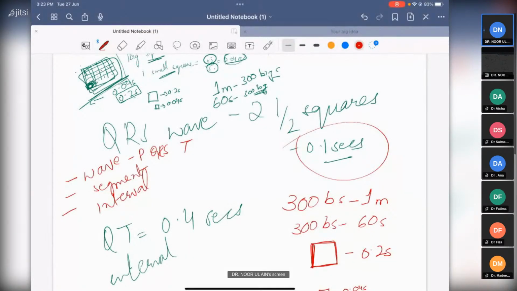What are your segments? You have two segments on the ECG. PR segment and what? Which segment is it? And ST segment, right? Super, exactly. What is an interval? When you take a part of a wave and a segment, a combination of this, you get an interval.